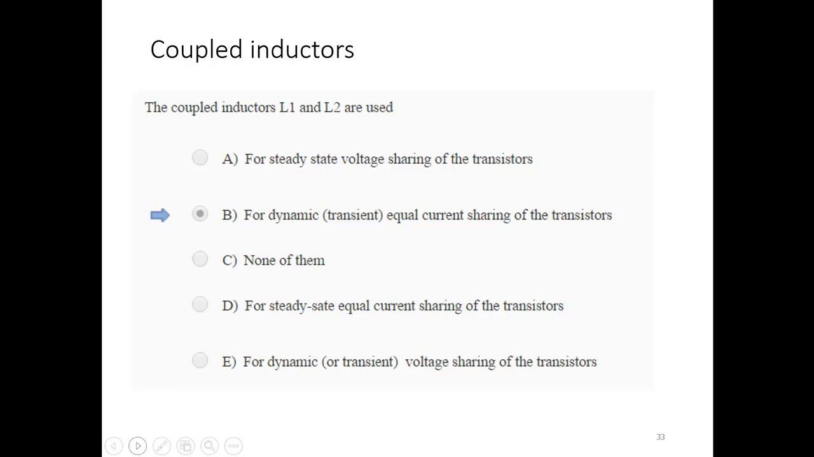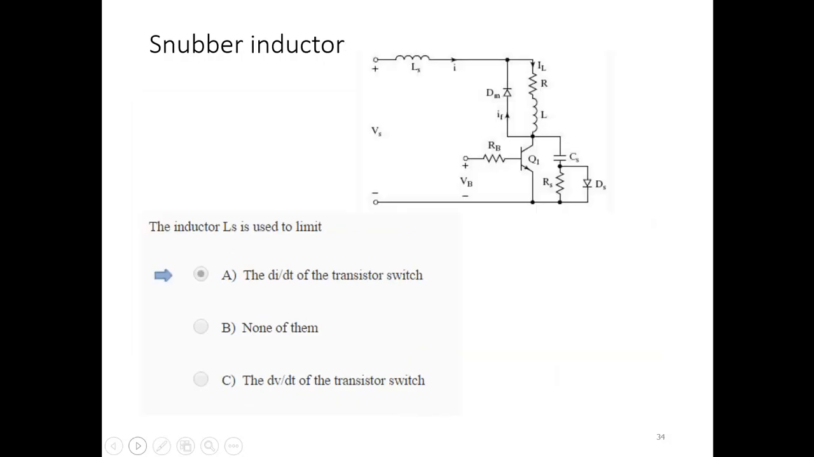You can have a situation where one transistor is taking more and more current for some reason, and the other transistor takes less. To make this balanced, you can put an inductor so that the current doesn't change so quickly. It's called dynamic sharing. Use the inductor. Sometimes you also use the snubber, dV/dt, to protect the device.